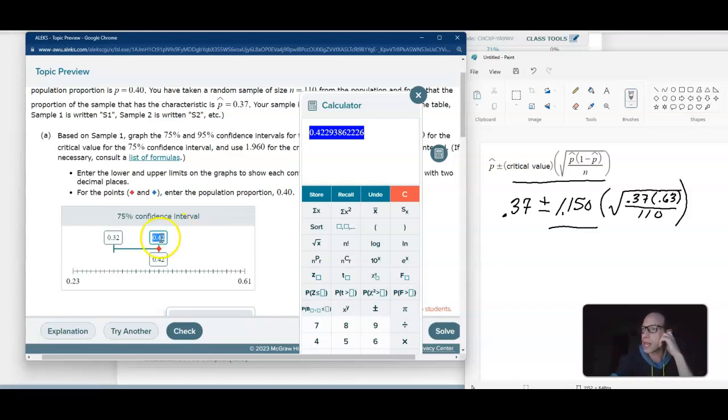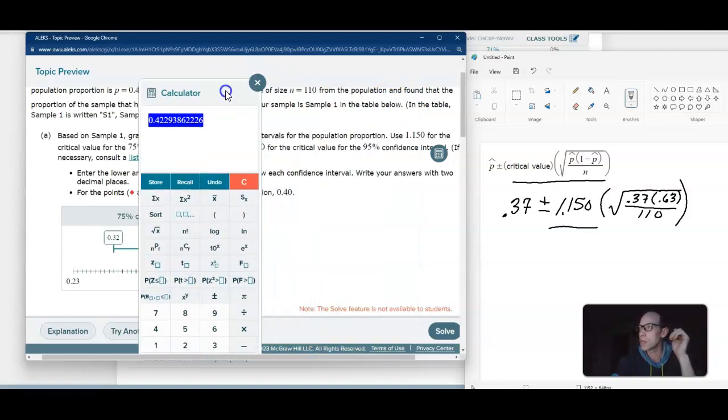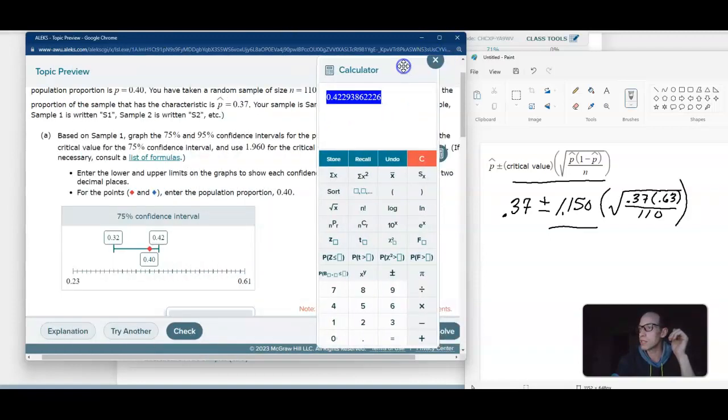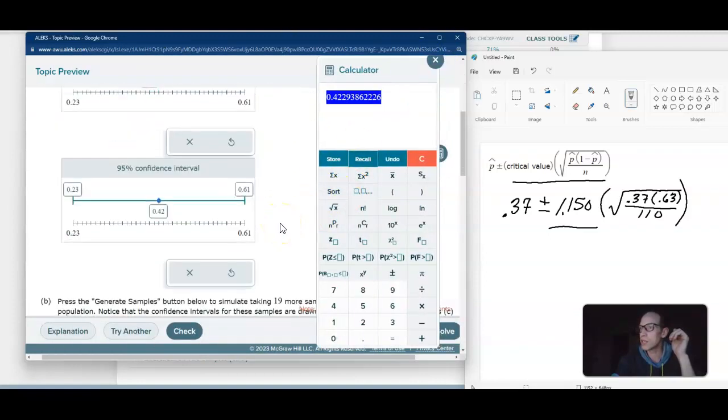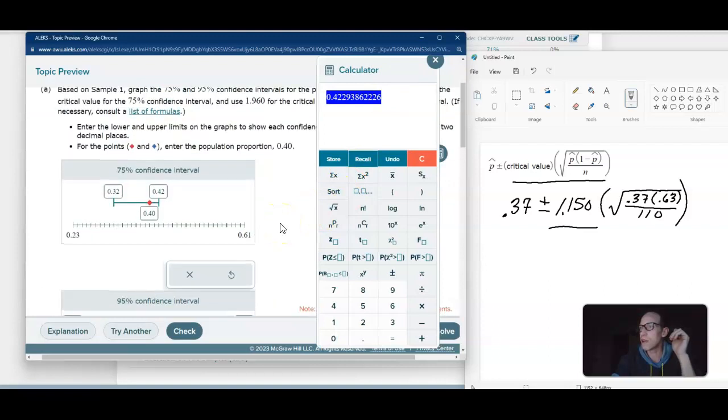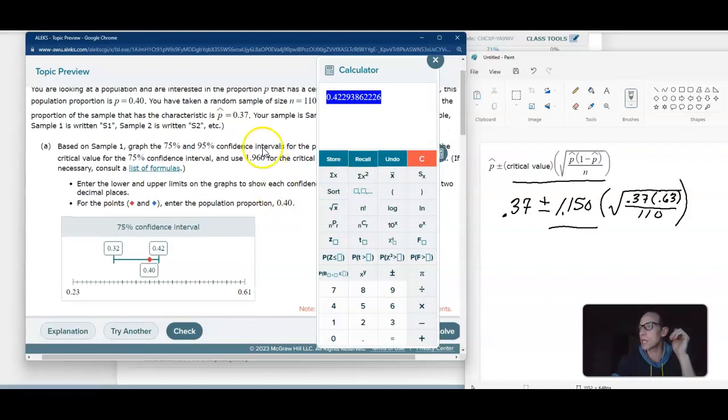And then the actual mean here, it says enter the population proportion. That's the thing we're technically trying to catch. And we typically don't know what that is, but because this is like a simulated problem, they're trying to show us how that all works out. Okay, there we go, there's our 95%. So our 95% is going to be the exact same formula, except we're going to have a different critical value there. We're going to have a 1.96.